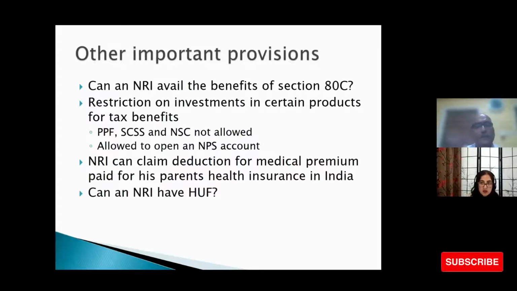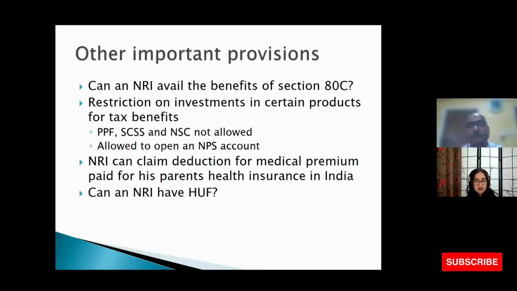The PPF account has a maturity of 15 years, beyond which residents are allowed to extend it for a block of 5 years at a time. But a non-resident cannot extend it beyond this maturity. And if you do not withdraw the money, then the account stops earning interest after maturity. Understood. Okay. One good news for non-residents is that they can invest in the NPS account.